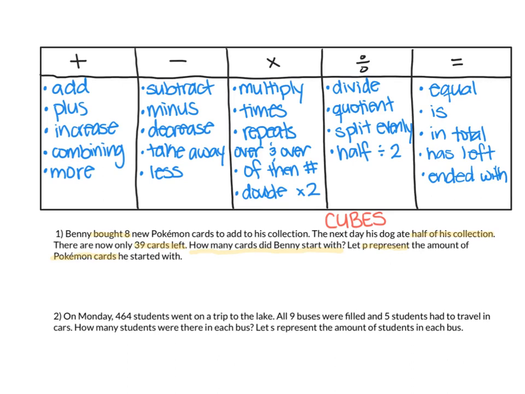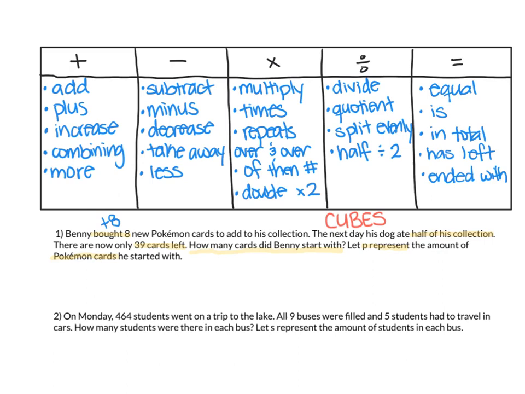Let's go ahead and look at what we said was important. We said that the 8 was important, and since we are adding or increasing his collection, that means that our operation is addition. So this is plus 8. Next, we're going to look at our other thing that we said was important, half of his collection. Well, I see that word half, so that would be under division of his collection. Well, we know how many cards did Benny start out with.